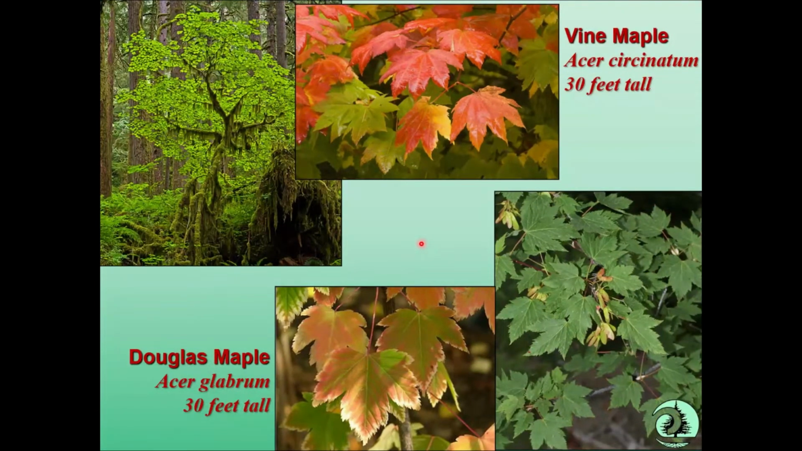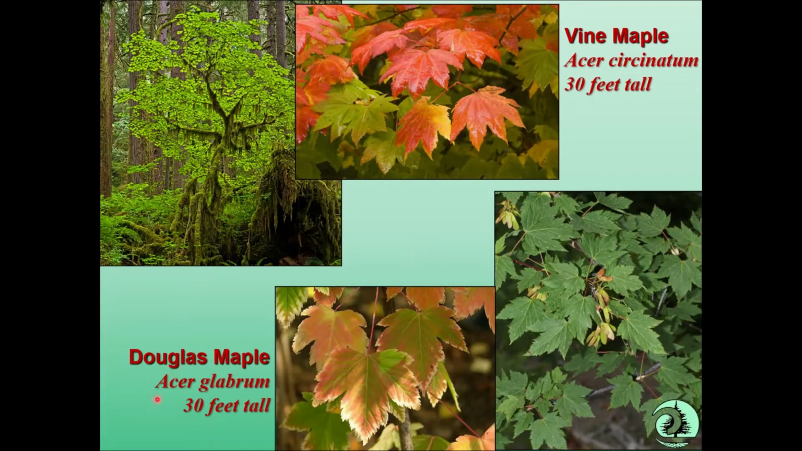And here are our two smaller maples. We have the vine maple, Acer circinatum, approximately 30 feet tall, and the Douglas maple, Acer glabrum, about 30 feet tall. Now, these are just approximate. I've seen them taller and I've seen them shorter as well. The vine maple is this wonderful maple. It generally has about 9 to 10 points on its leaf, right here, whereas the Douglas maple has 3 main points. That's just one way to identify them.